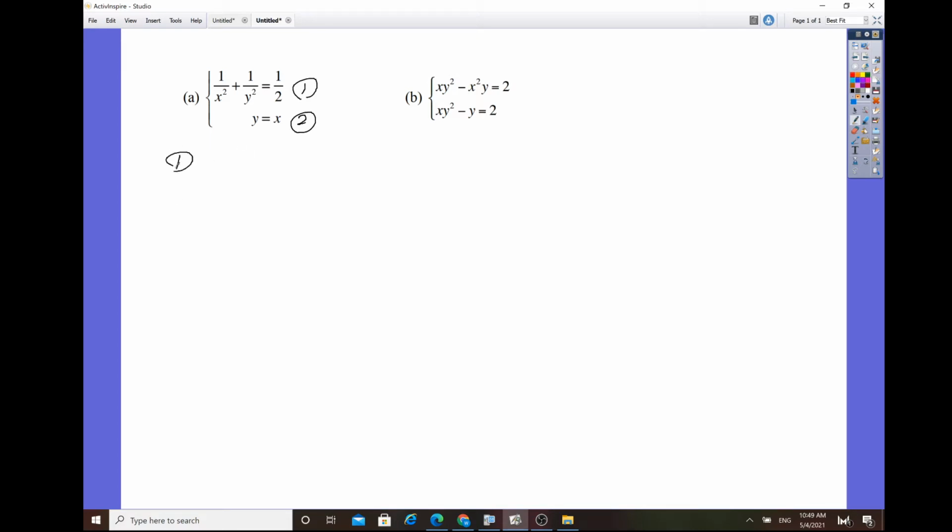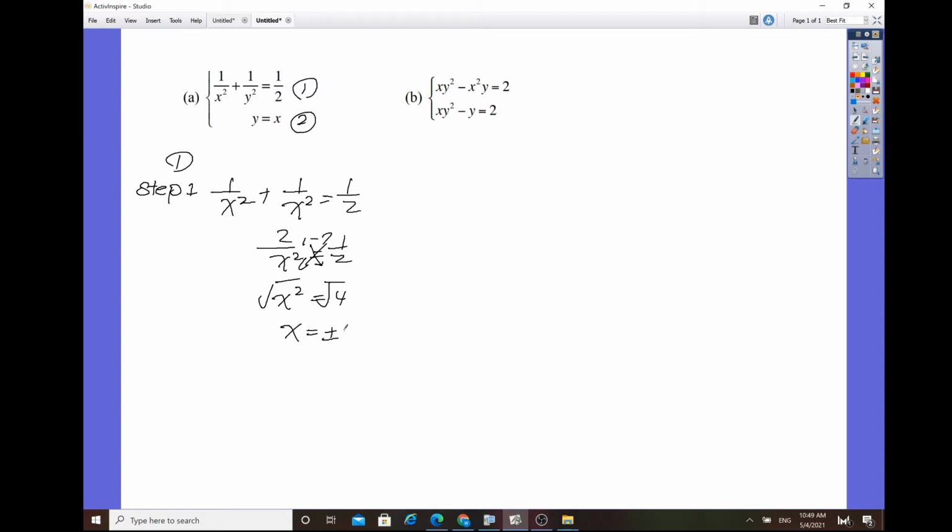For the first equation, we want to start off with the replacement of that y. So instead of using y, we're using x. So 1 over x squared plus 1 over x squared equals 1 half. Combine the like terms, we have 2 over x squared equals 1 half. Then cross multiply, so we have x squared equals 4. And then solve for x by taking the square root of both sides. So we have x equals plus or minus 2.